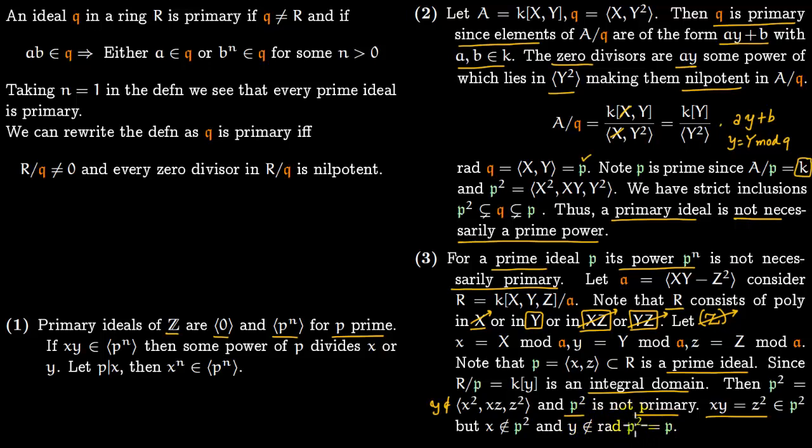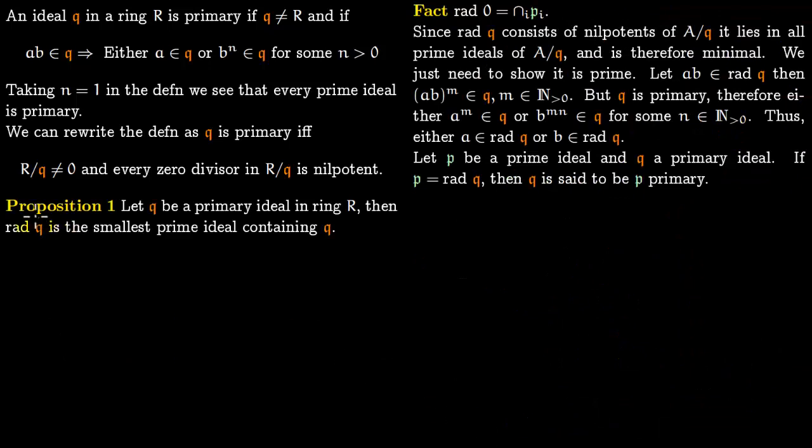And since this is prime, the radical will be just P. So we can see that this P square is not primary, although P is prime. So P is a prime ideal, but P square is not primary. So we have been able to construct an example of a prime ideal whose power, which was P square, is not necessarily primary. So let us discuss some propositions.